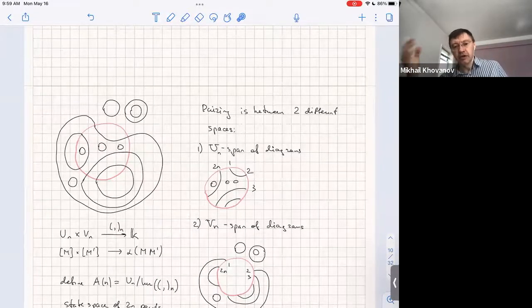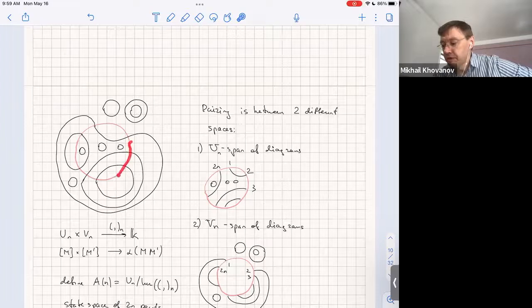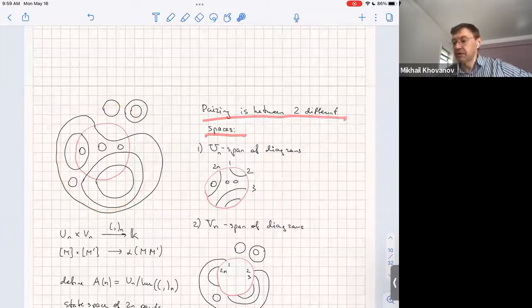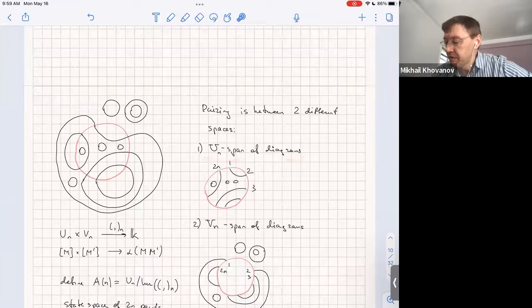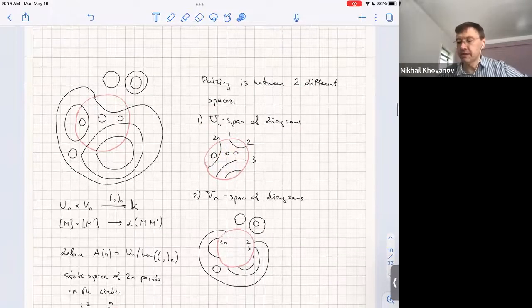So you need to cut a diagram in two pieces. In this example, the pieces are not fully symmetric. So you cut your diagram by this red circle into the inner part and outer part. So the pairing is between two different spaces. The inside space, U_n, is a span of diagrams. You fix the number of endpoints to n, and you put arcs and any number of circles. They could be nested any way you want. And you take the span of these diagrams, a space with the basis of these diagrams. That's an infinite dimensional space.